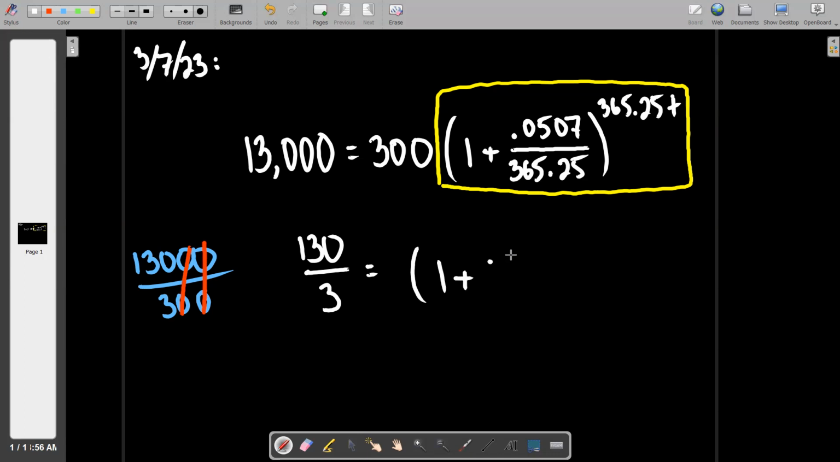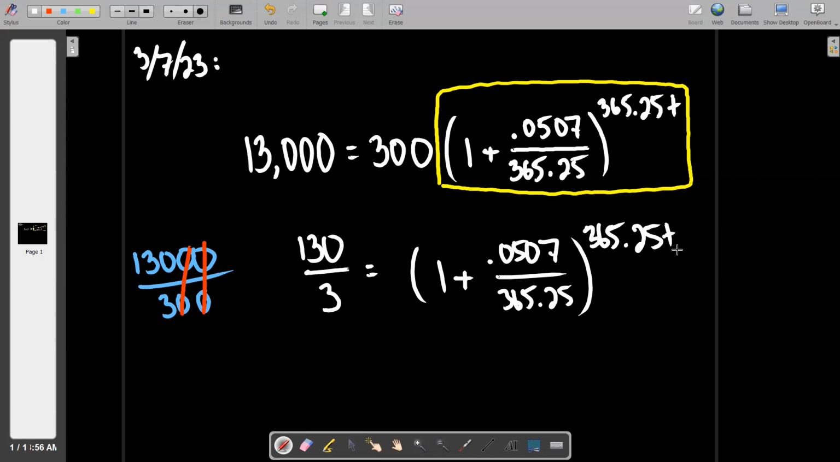just the other stuff. So plus 0.0507 divided by 365.25, all to the power of 365.25 times t. So this is where you make the power play. And again, if you don't have this power play in your back pocket, then you never have this card to play. And it's a shame.